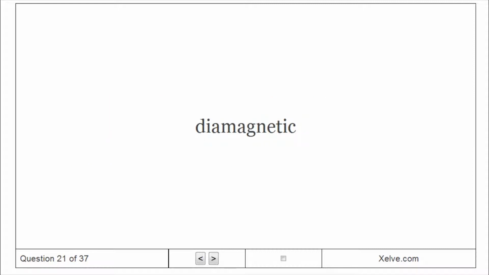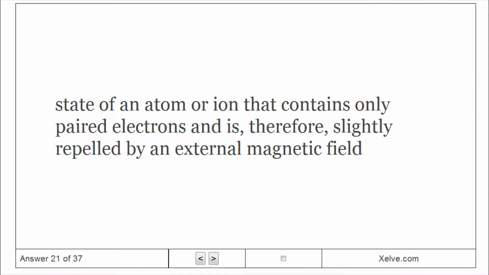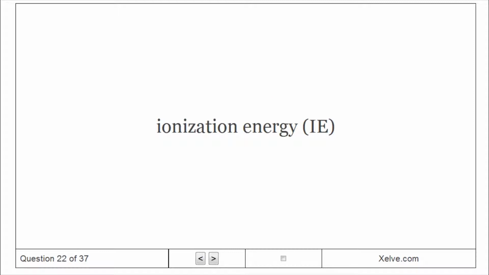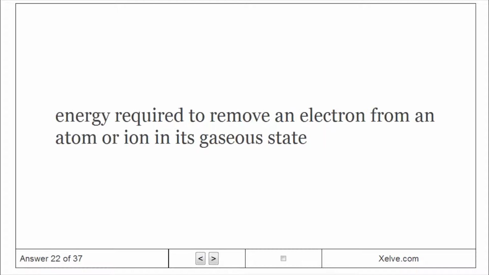Diamagnetic. State of an atom or anion that contains only paired electrons and is, therefore, slightly repelled by an external magnetic field. Ionization energy. Energy required to remove an electron from an atom or ion in its gaseous state.